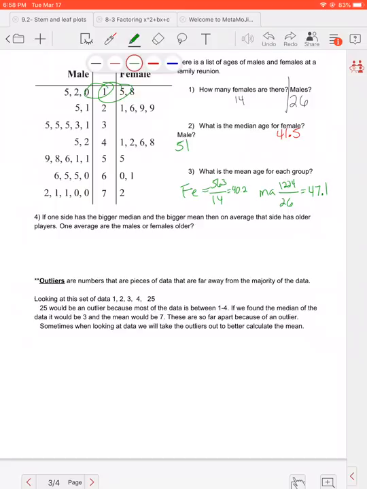So if one side has a bigger median and the bigger mean on average, that side has the older players. On average, are the males or females older? Okay, we're going to come back to this information, I guess, because I just totally screwed this up.